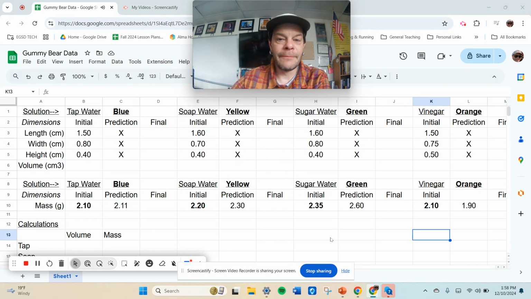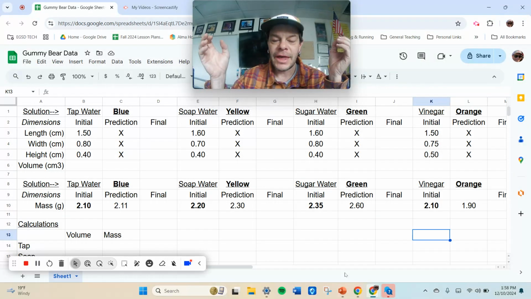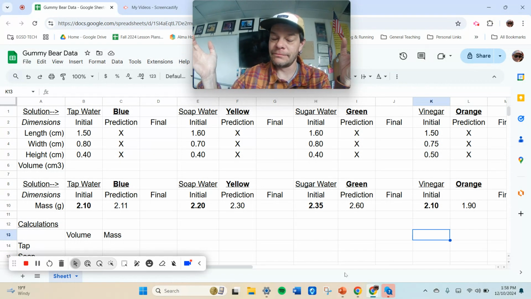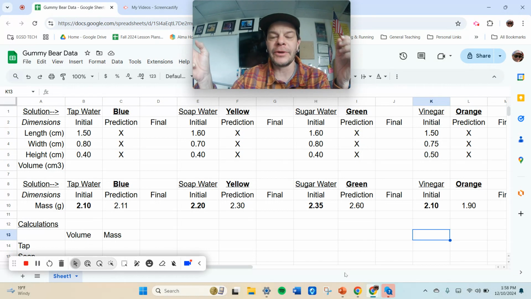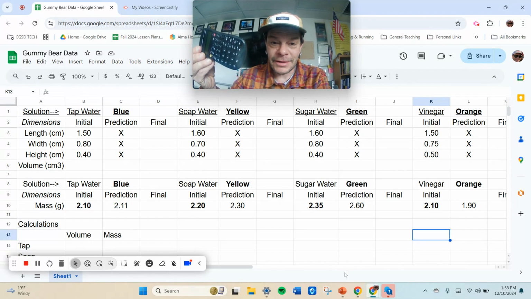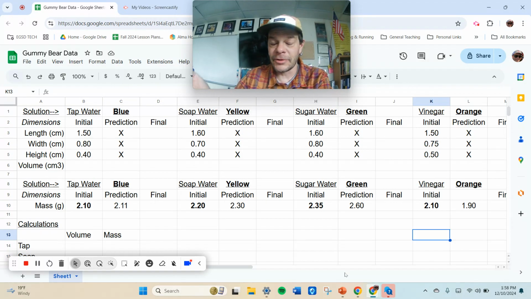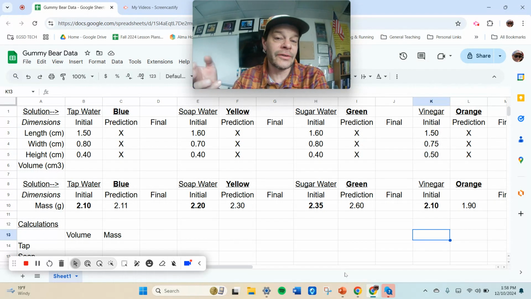Hi guys, what I'm going to try and make for you right now is a video on how to let Google Sheets and Google in general do a lot of the work for you in your calculations for this gummy bear lab. You could be using one of these, but I figured since I want you to make a data table and a graph on the computer, I might as well try and show you some of the tricks on using Google Sheets to let the computer do the math for you.